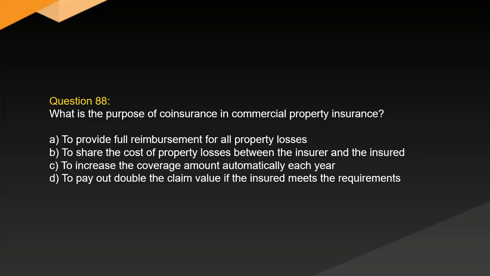Question 88. What is the purpose of coinsurance in commercial property insurance? A. To provide full reimbursement for all property losses. B. To share the cost of property losses between the insurer and the insured. C. To increase the coverage amount automatically each year. D. To pay out double the claim value if the insured meets the requirements.